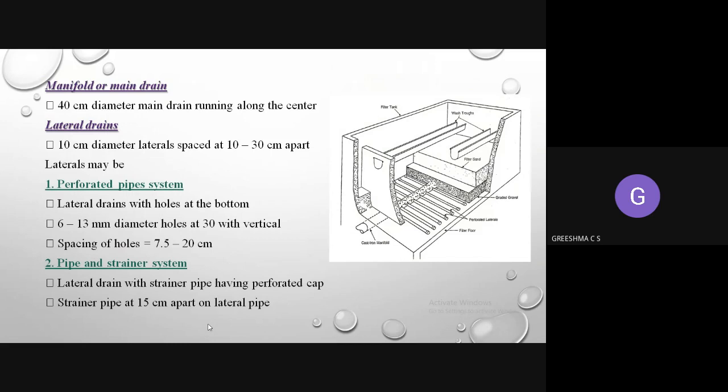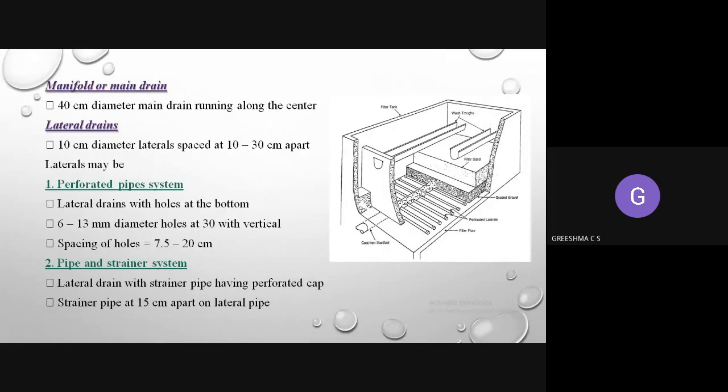Now the under drainage system will have a manifold and lateral drains. The bottom under drainage system has a manifold and lateral drains. Manifold means a 40 centimeter diameter main drain which runs through the center. You can see a pipe going through the center, with a diameter of approximately 40 centimeter. That is called the manifold.